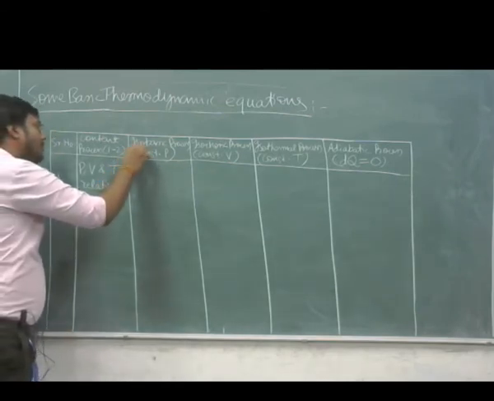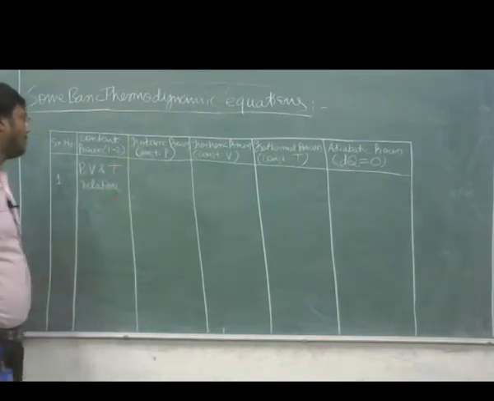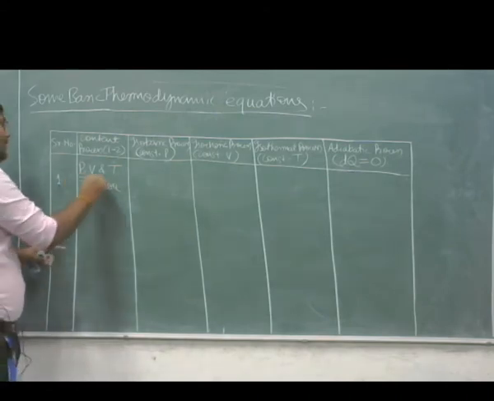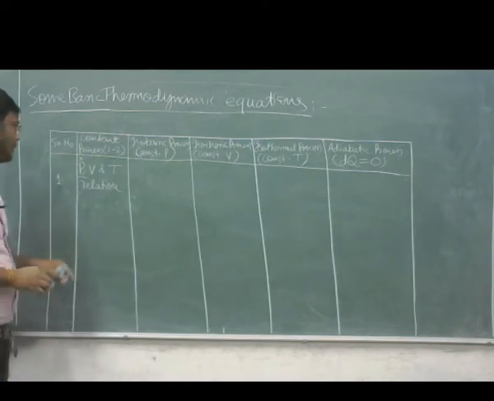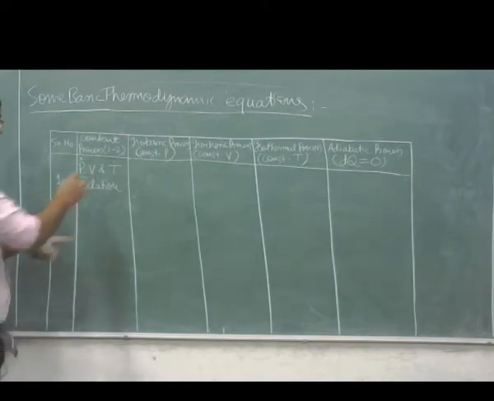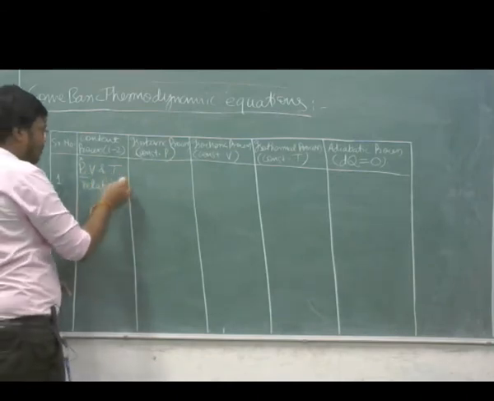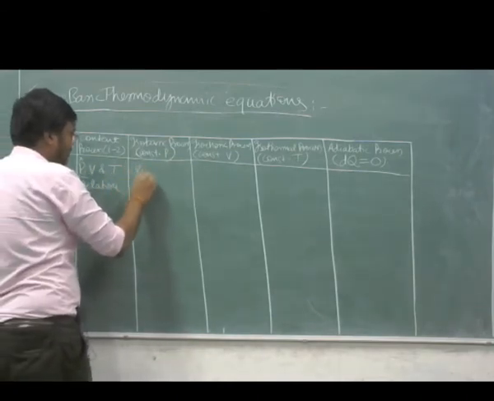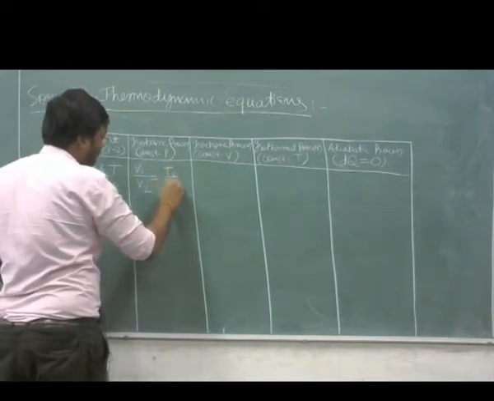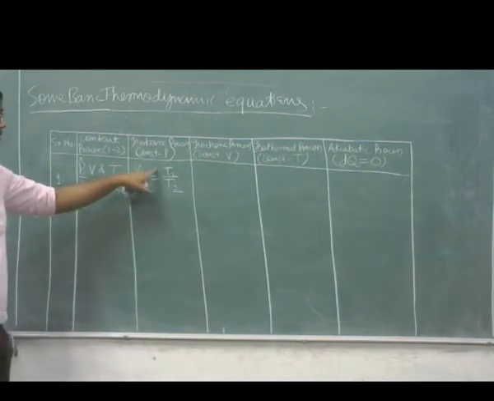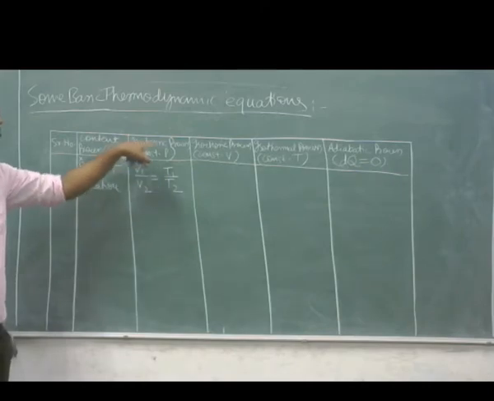If you remember, what is the relation between pressure, volume, and temperature? Pressure is already constant, so there is no use of pressure. The formula will only come between volume and temperature. The formula is V1 by V2 equal to T1 by T2. This is the formula between volume and temperature for the isobaric process.